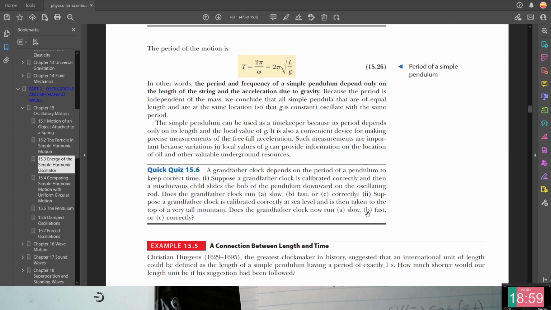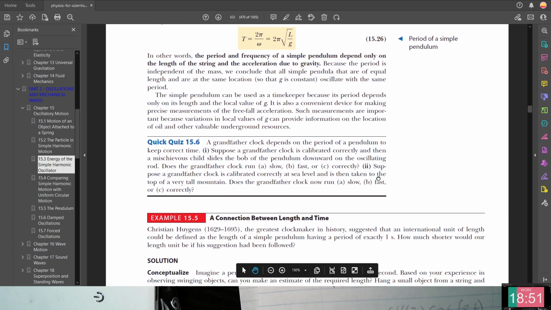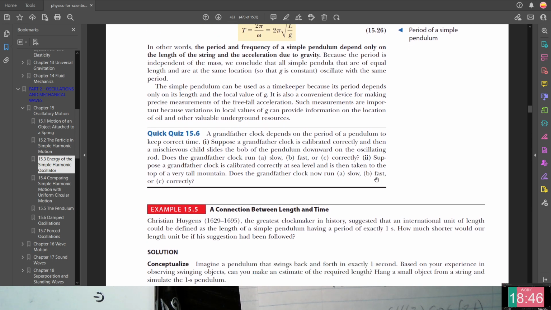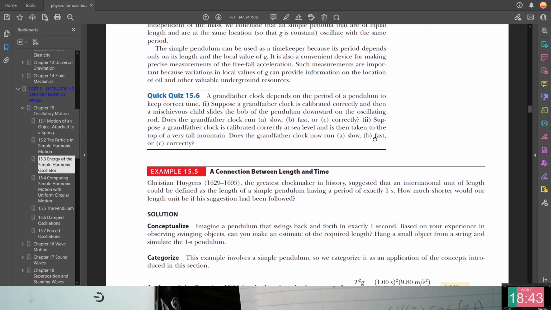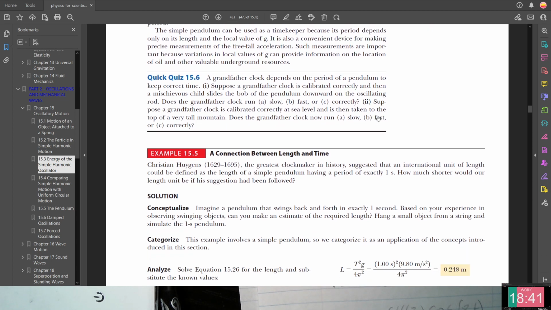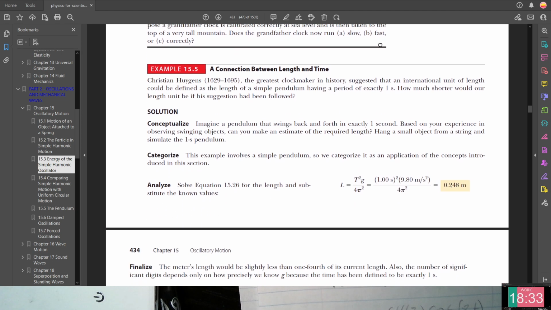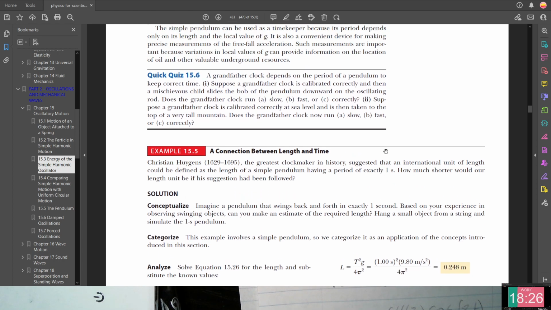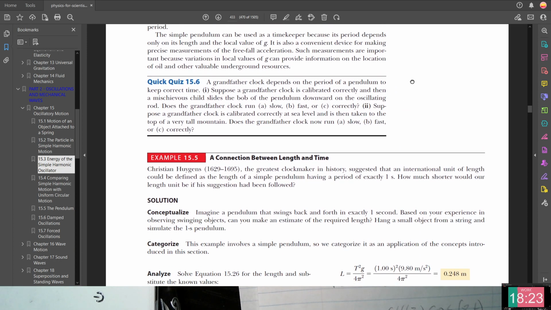What's mean? Suggested that an international unit of length... I don't know. Based on your experience in observing swinging objects. Oh. Okay, well, I didn't even bother to look at the answer. That's dumb of me. I don't understand why it's T squared g over 4 pi. Where did that formula come from?